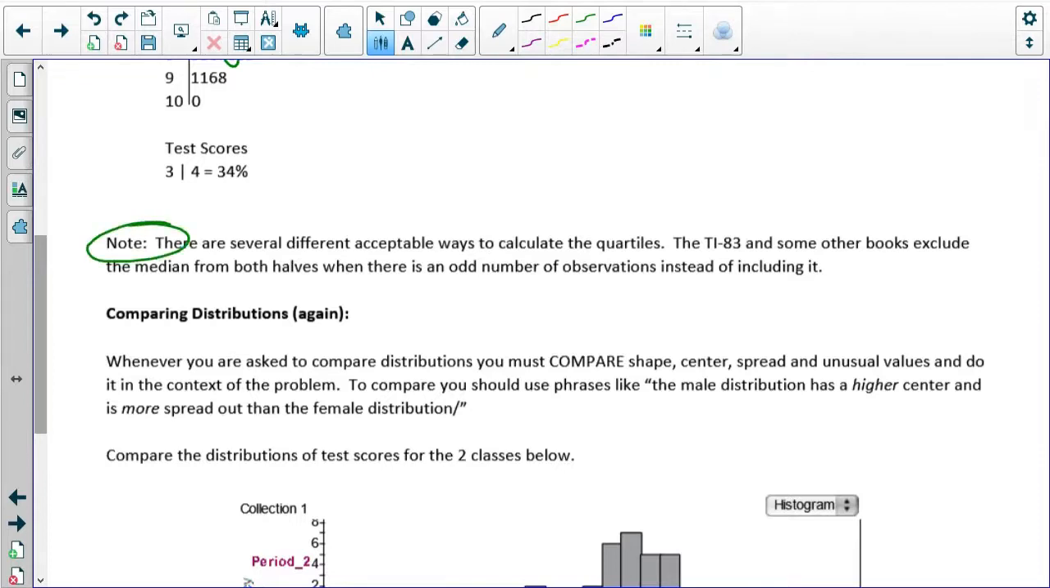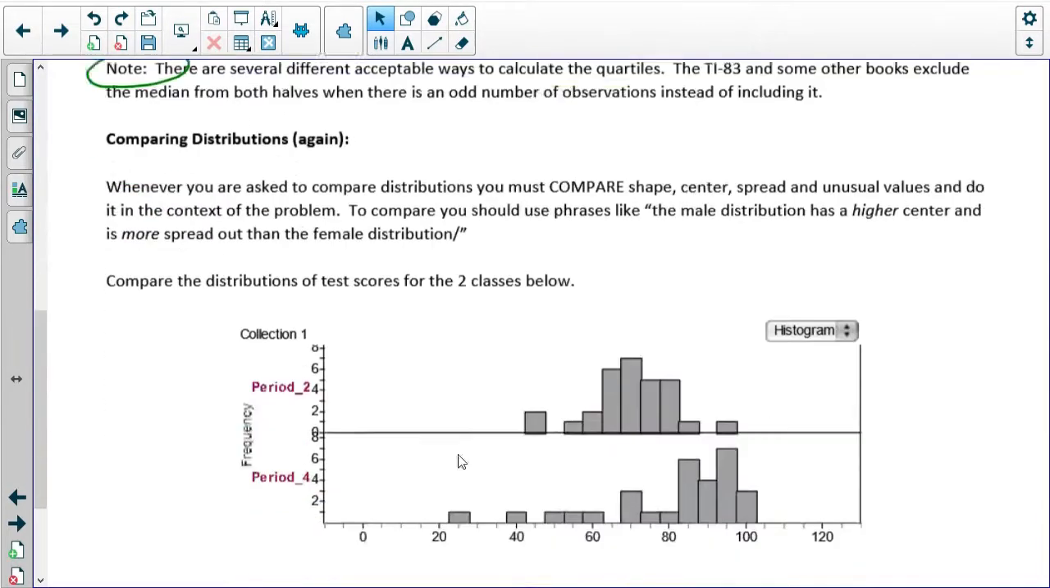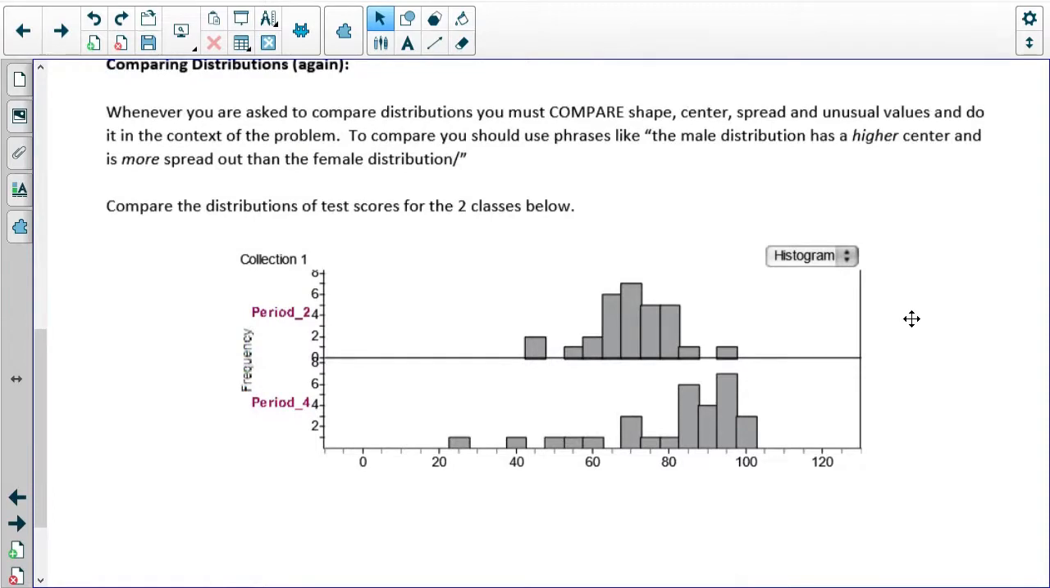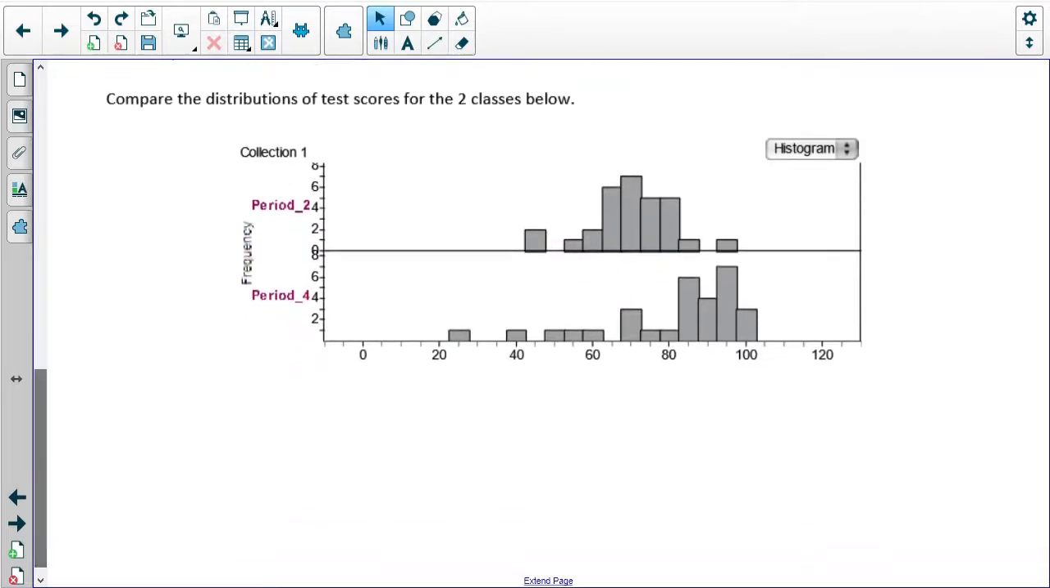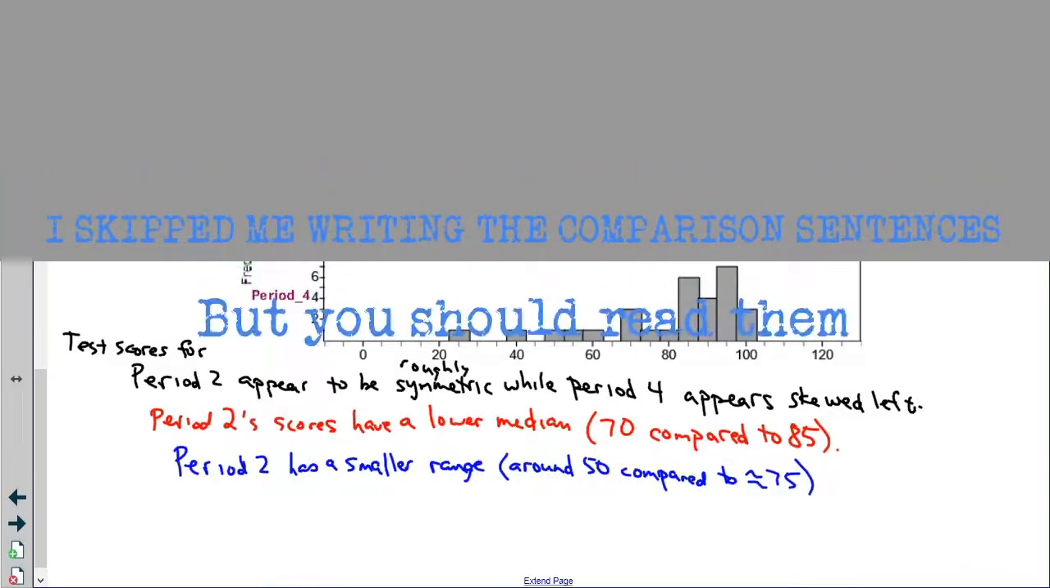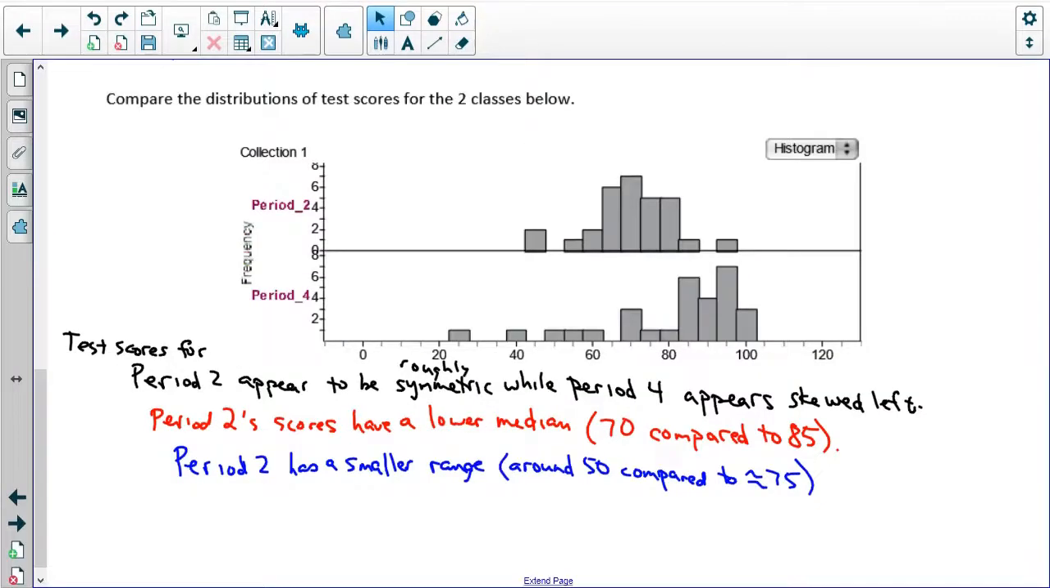Again, if I do this on the calculator, it will show up a little bit differently. But what we want to do is compare these distributions. If we're going to compare, we want to compare shape, center, spread, and unusual values. And you have to actually make comparison statements. So if we're looking at these two periods and their test scores, and we want to write a sentence about unusual values, we would say that period 4 looks like it has an outlier or two somewhere around 25 and 40 compared to the rest of the data.